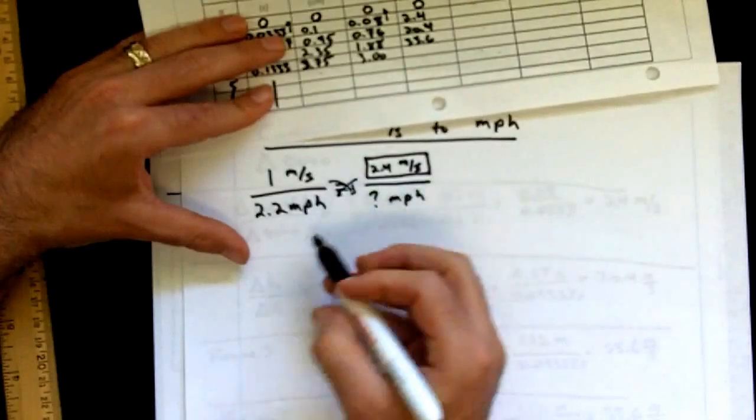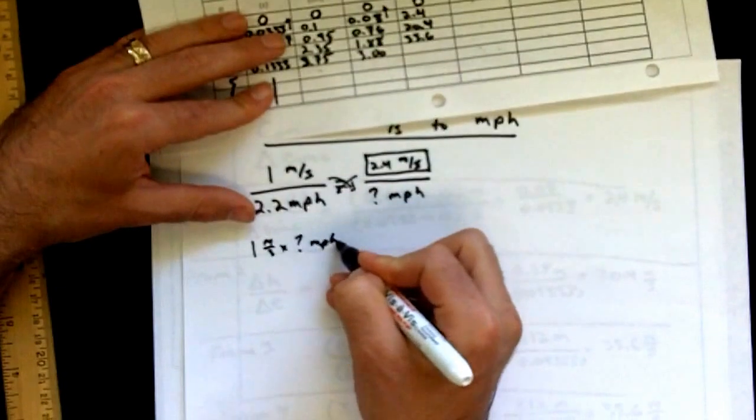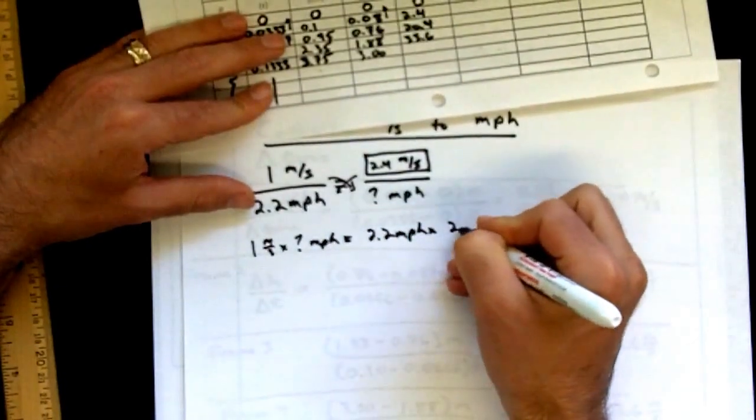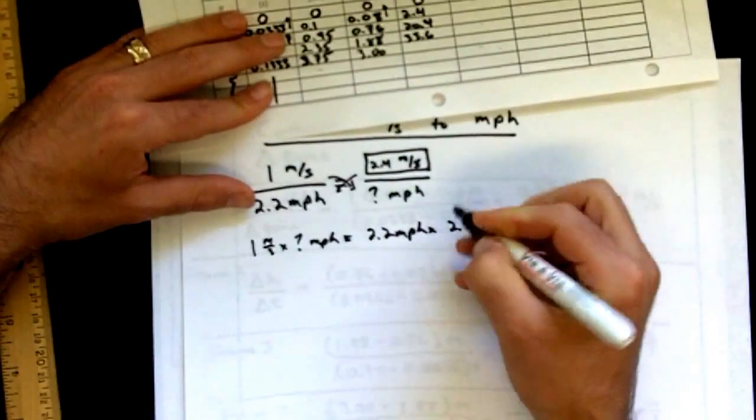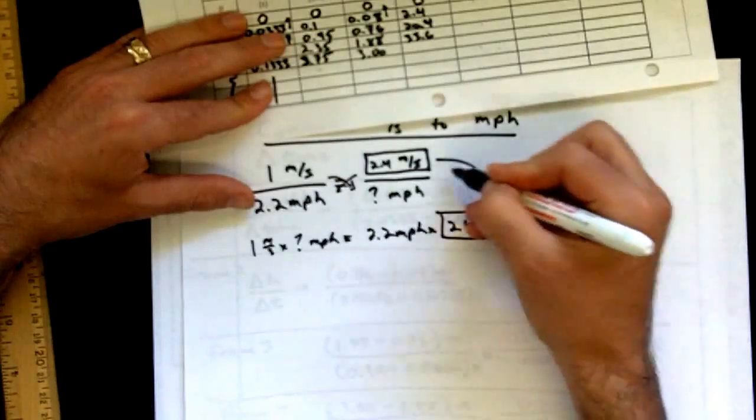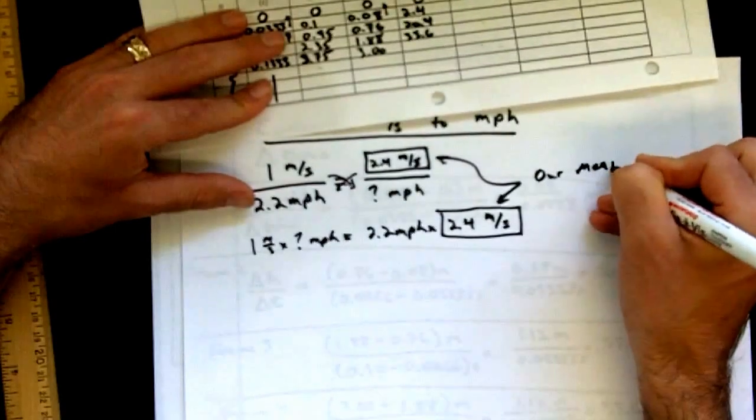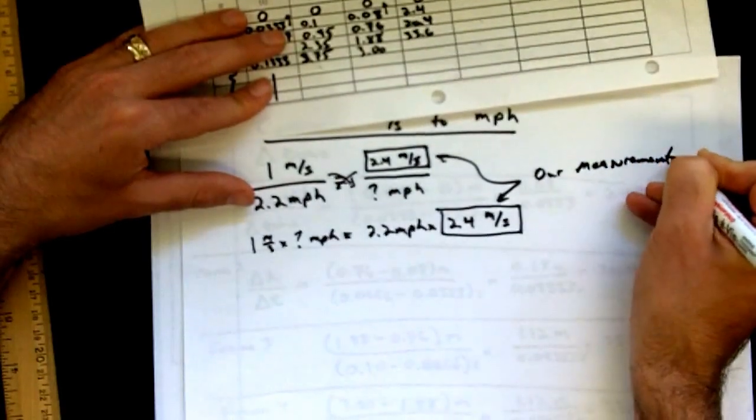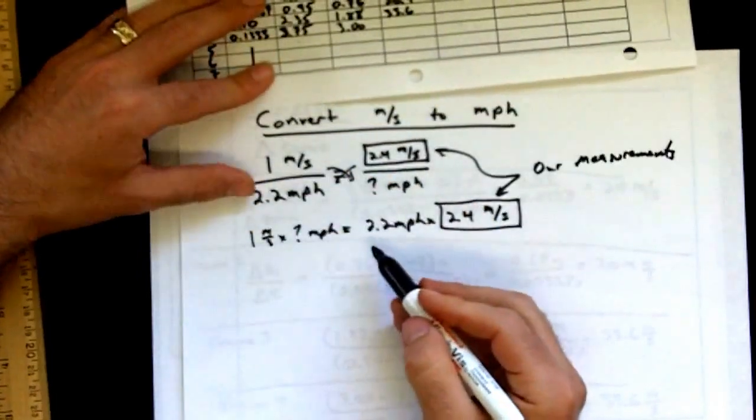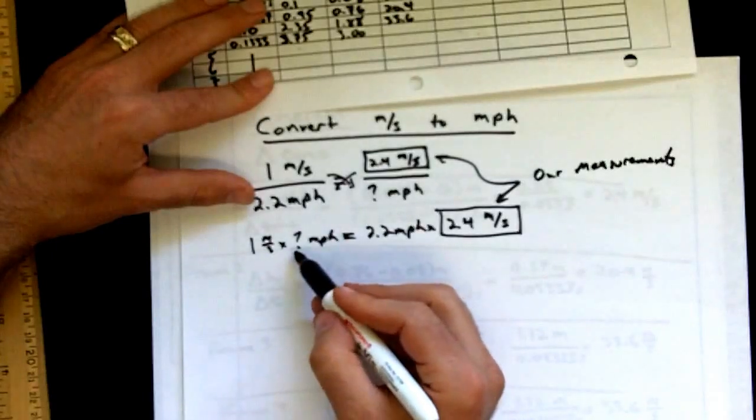We're going to solve this problem like we do all proportion problems. We're going to cross multiply. That's going to be 1 meter per second times question mark miles per hour equals 2.2 miles per hour times 2.4 meters per second. I'm going to keep that box because this box comes from our measurements. The 2.2 and the 1 meter per second come from the definition that we had to memorize or look up in the beginning.